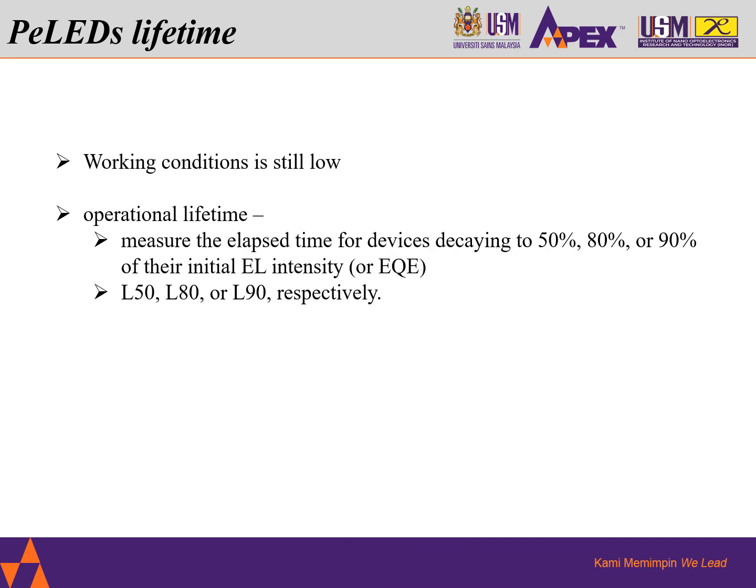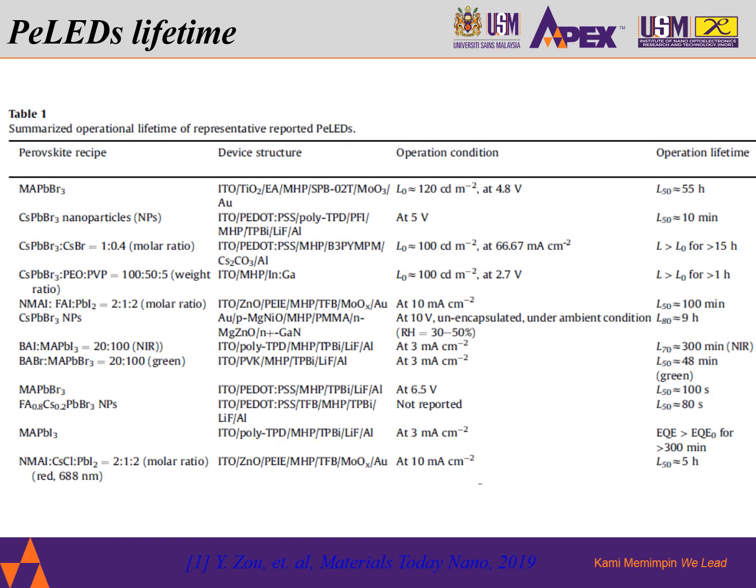The operational lifetime for PeLEDs under actual working conditions is still low compared with the well-established light-emitting technologies of QLEDs and OLEDs. To evaluate the operational lifetime of PeLEDs, a commonly used method is to measure the time elapsed for the devices to decay to 50, 80, or 90% of their initial EL intensity, or EQE, which are defined as L50, L80, or L90 respectively. These are the summaries for the operational lifetime of representative reported PeLEDs.